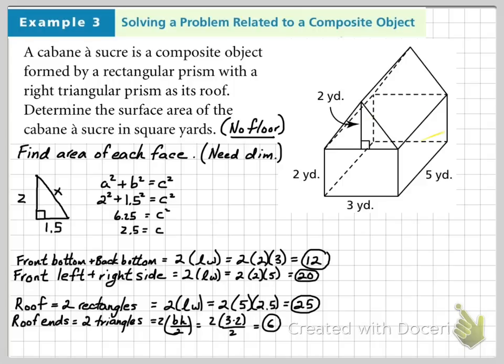So those are the 4 different measurements that I'm going to need to figure out the surface area. Now all I have to do is add them all together, and the surface area is going to be 12 plus 20 plus 25 plus 6, and that's going to be 63 square yards.